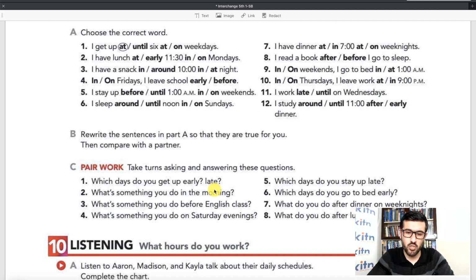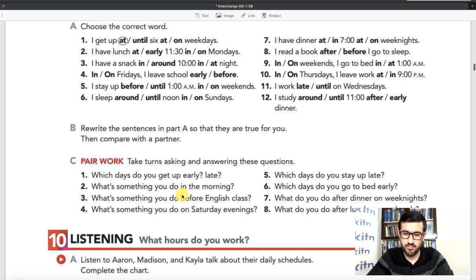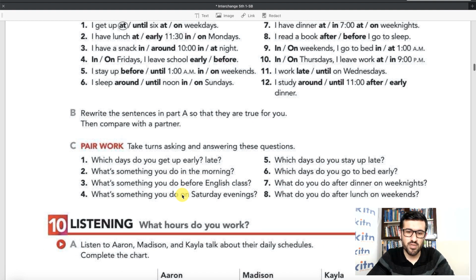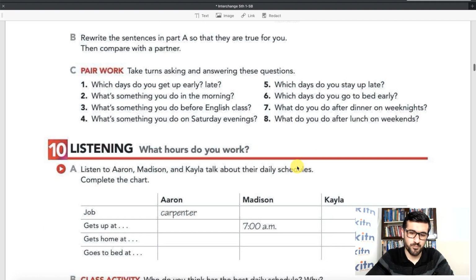What is something you do in the morning? You can say, I exercise before 7 in the morning, okay? Before 7 in the morning. And you continue to do the same. What is something you do before English class? You can say, I drink a coffee before my English class. And as I said, continue doing the rest of the questions and then answer based on what is true actually for you.